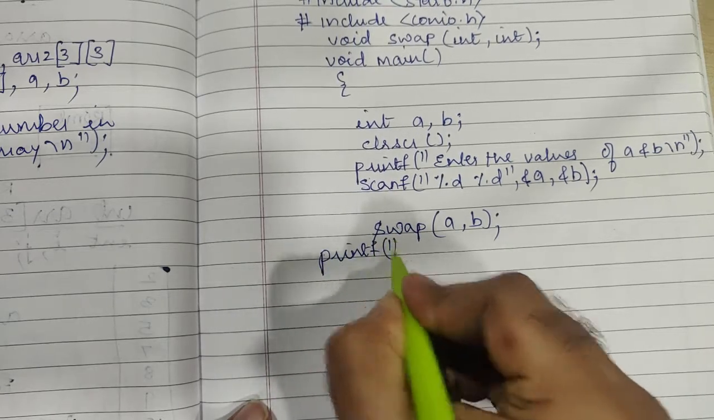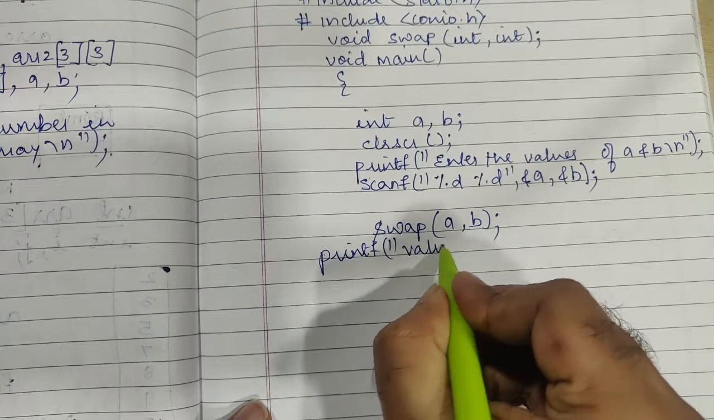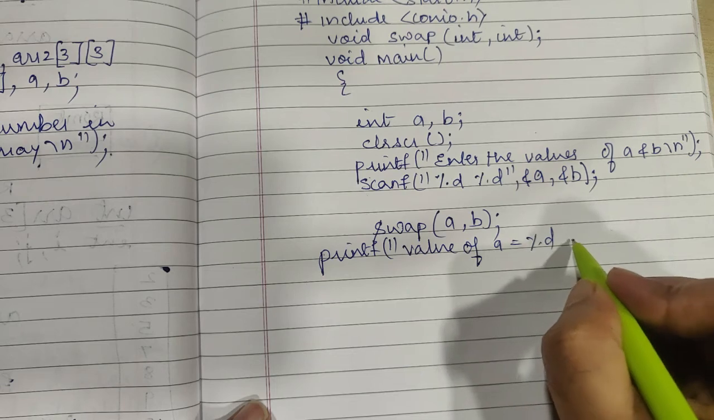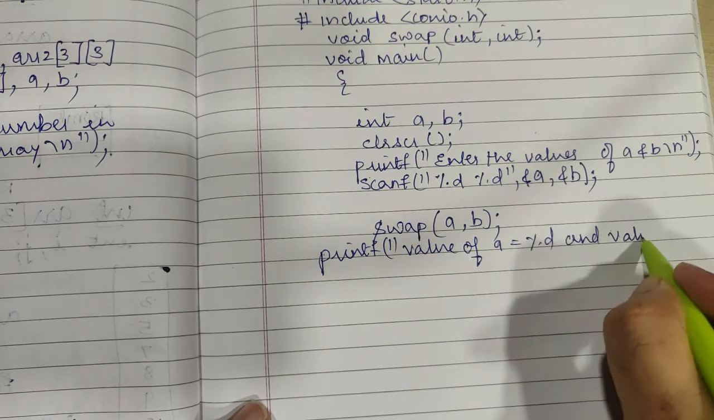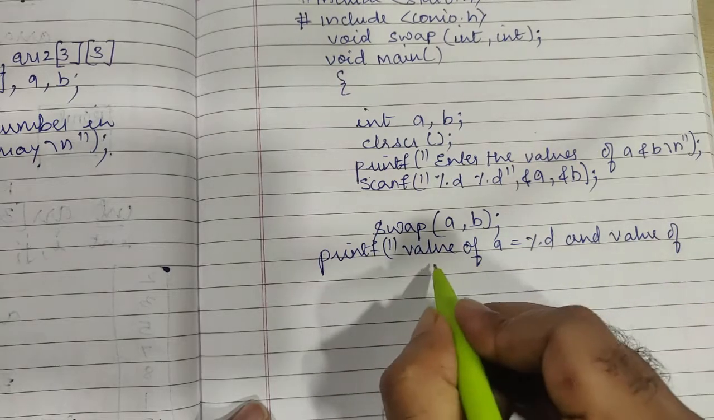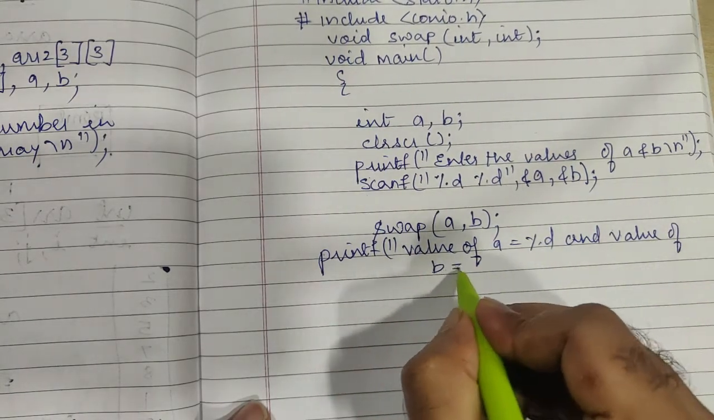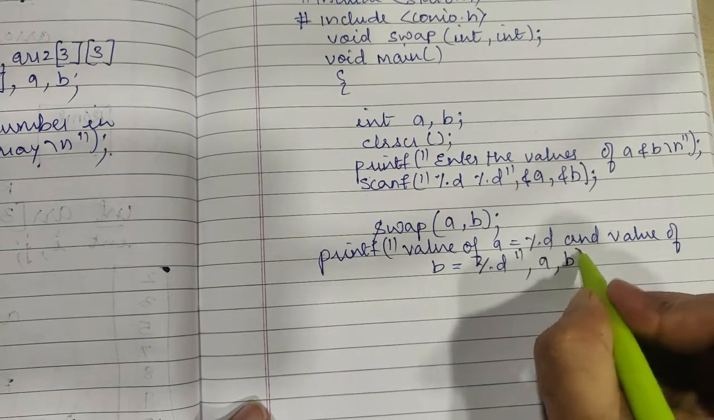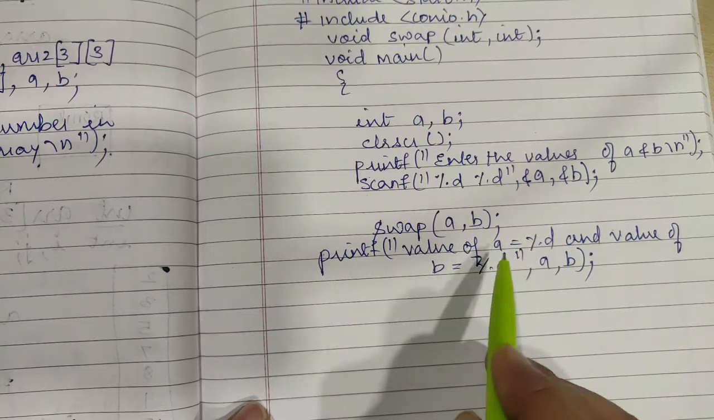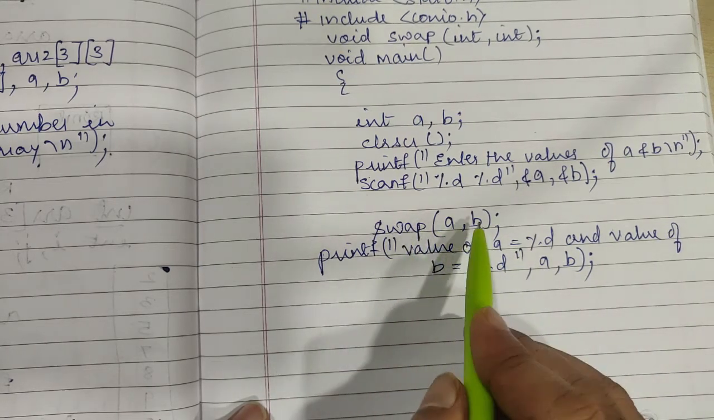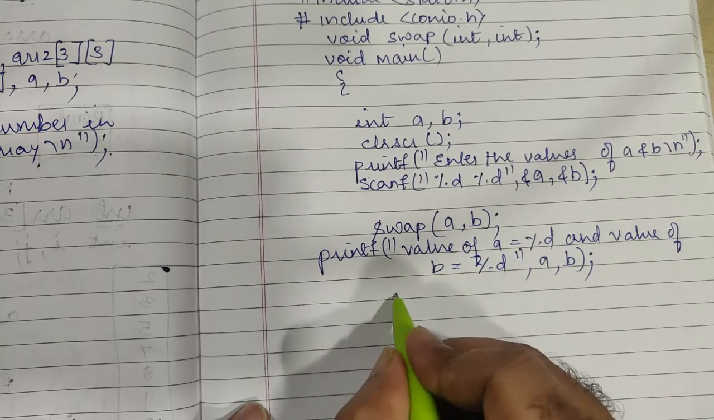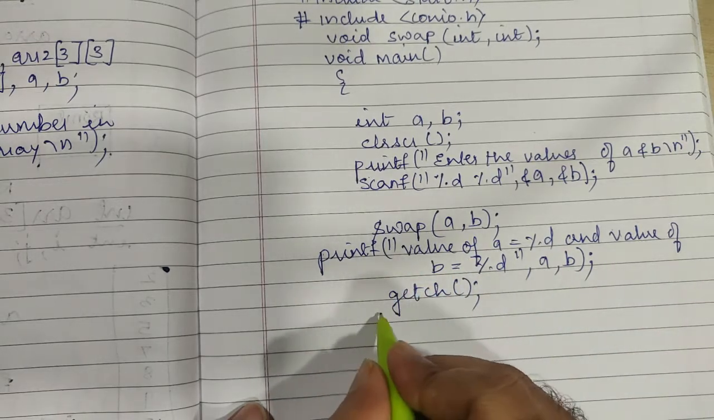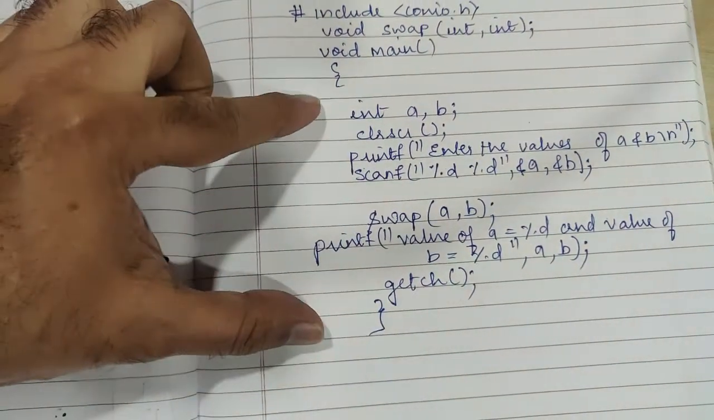So printf "value of a is equal to %d and value of b, since there is no space, I'm mentioning it here, is equal to %d" double quote complete, comma a comma b. So these are going to be the values of a and b after you return from this swap function. And then I'll mention getch. This function is going to help us maintain the result on the screen after you execute. So this is the definition of main.